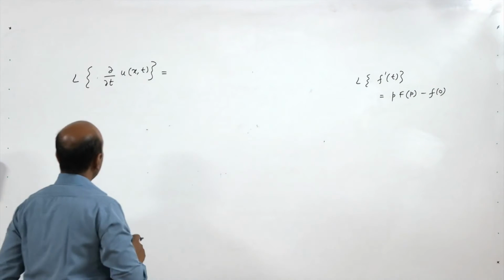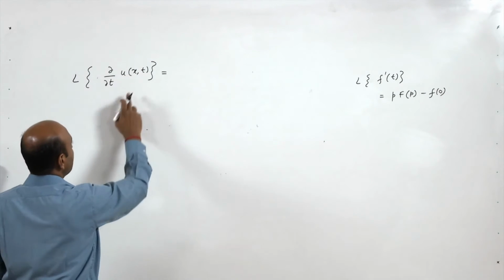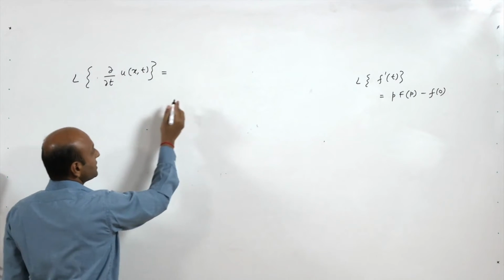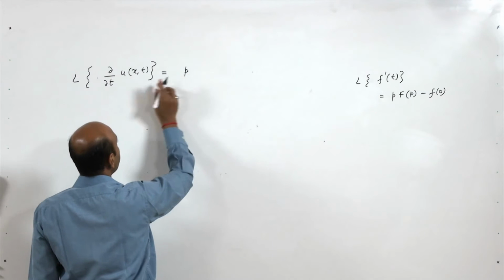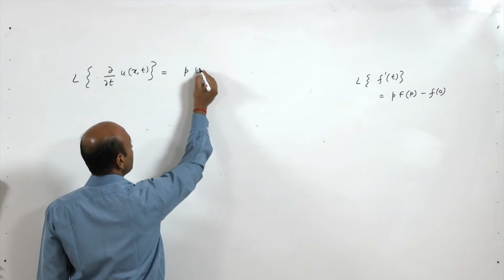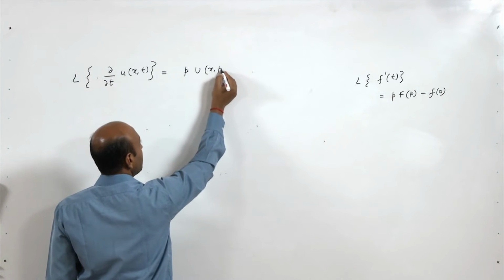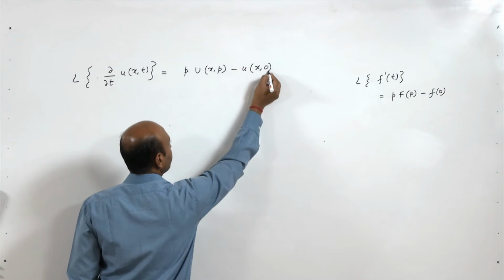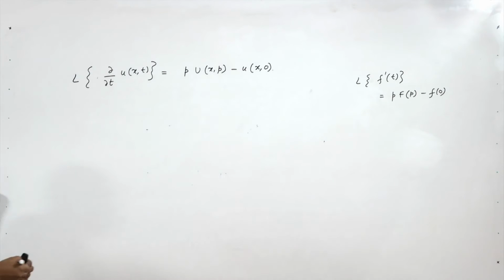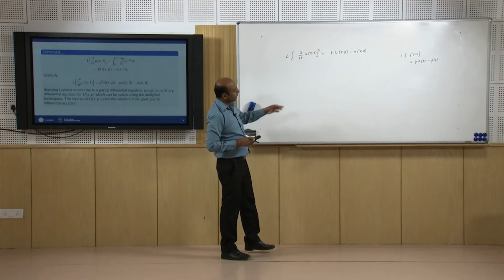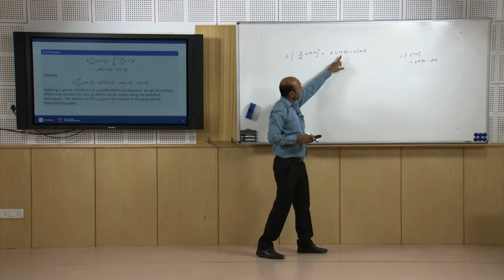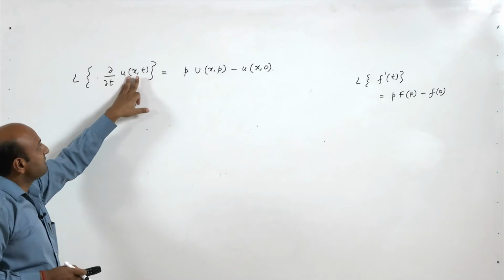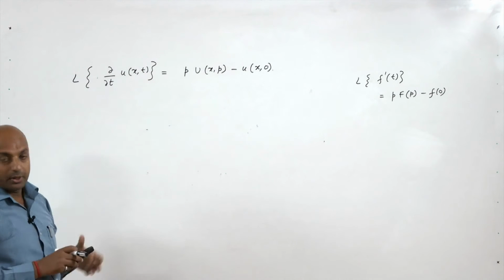Okay. So, in the same way, we treat x as a constant. This can be written as p into the Laplace transform of u(x,t), which we are taking as U(x,p), minus u(x,0). This can be written this way because x we are taking as constant, and we are taking Laplace with respect to variable t.